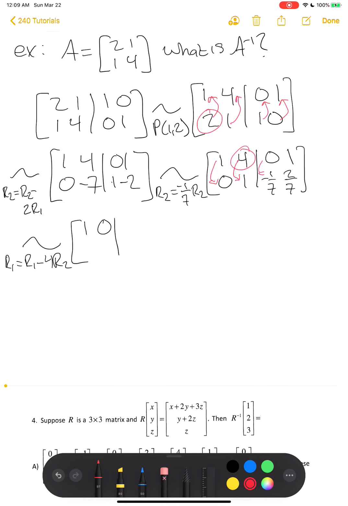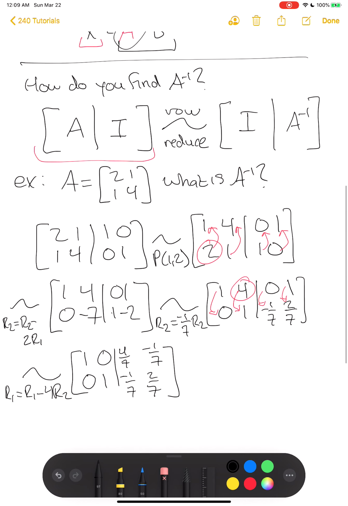0 minus 4 times negative 1 over 7 gives me a positive 4 over 7. And then 1 minus 4 times 2 over 7 is 1 minus 8 over 7, which gives me negative 1 over 7. 0, 1, negative 1 over 7, and 2 over 7, right? Because the bottom row stays the same. Am I done? Yep, looks like I'm done, right?